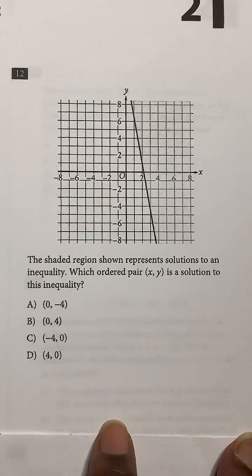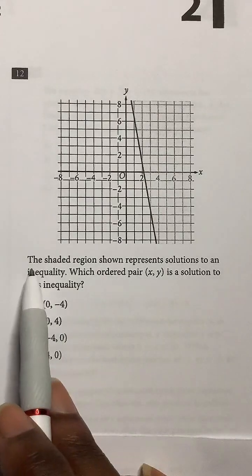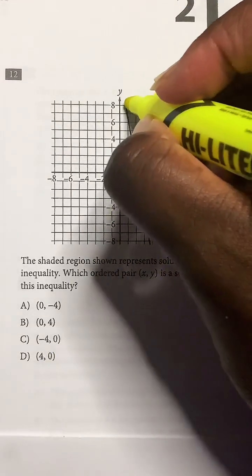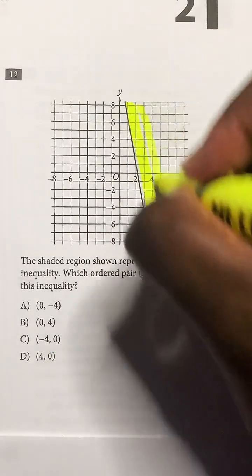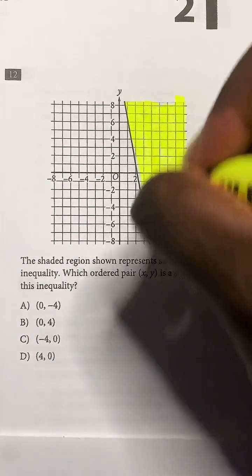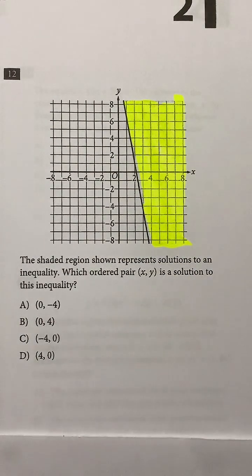Okay. All right. So, first thing. The shaded region, which is really hard for you to see because of something called photocopying, was this side. So that might make a little more sense to everybody now. The shaded region shown represents solutions to an inequality. Which ordered pair is a solution to this inequality? Is it A, (0, -4), B, (0, 4), C, (-4, 0), or D, (4, 0)?